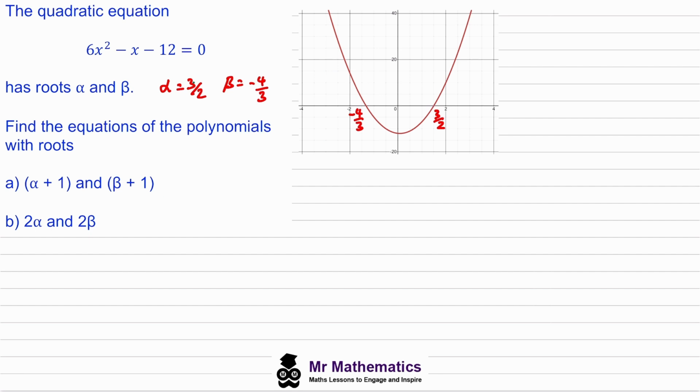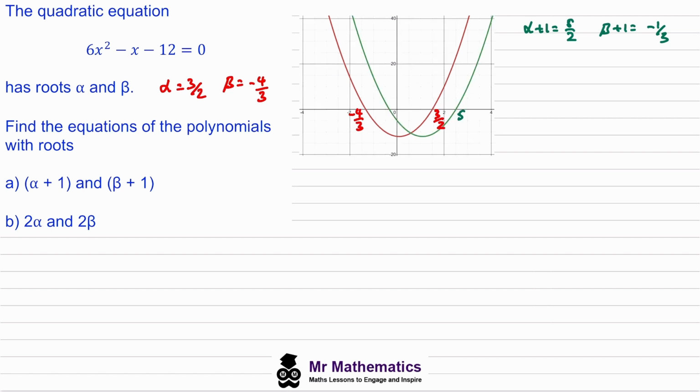So if alpha is equal to 3/2, then alpha plus 1 will be equal to 5/2, and beta plus 1 will be equal to -1/3. And using these two roots, we can sketch the transformed equation. So this root will be at 5/2, and this root will be at -1/3. So you can see then that the original equation has been shifted 1 unit to the right by adding 1 to each of the roots.